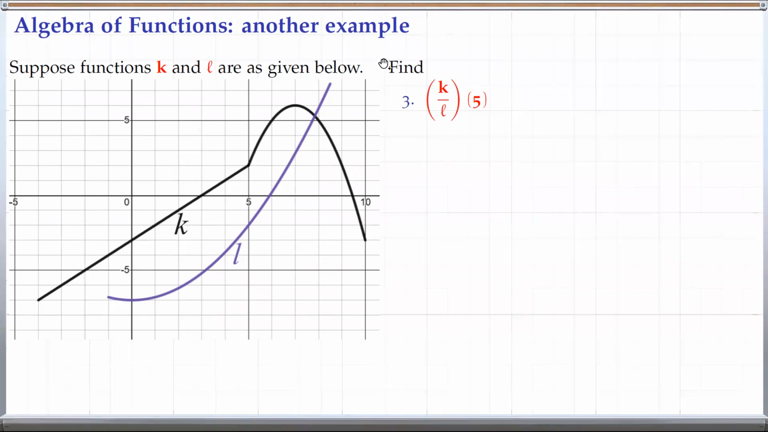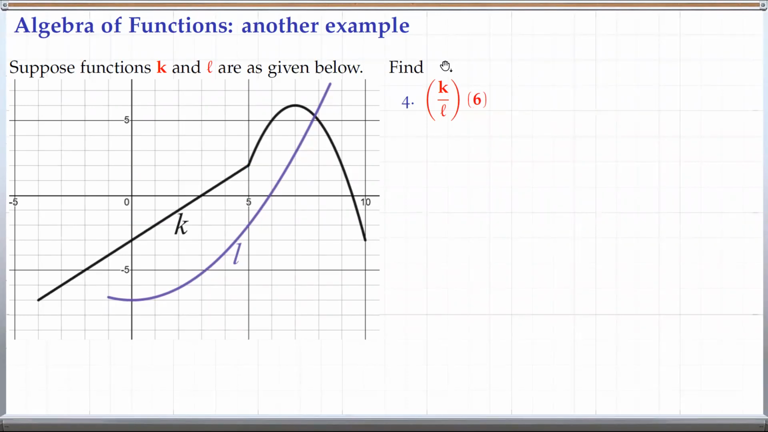Next, we want to find k by L at 5. So this will simply be k at 5 divided by L at 5. So k at 5 is 2, divided by L at 5, which is negative 2. Because when x is 5, the y value on k is 2, and y value on L is negative 2. So this will be negative 1.